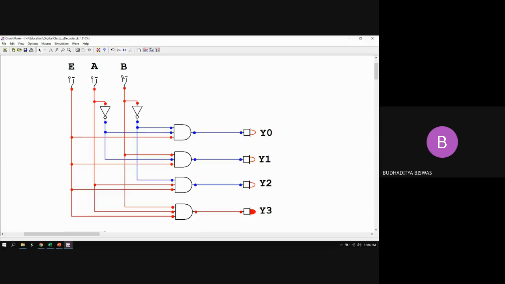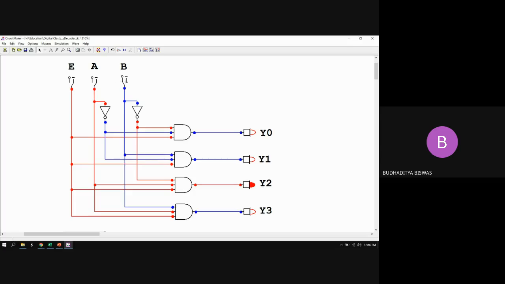If A equals 1, B equals 0, then except gate number 3, in all the gates one of the inputs is connected to 0. So that's why only gate number 3 will produce the output, because all its inputs are connected to 1. And come to the last one.